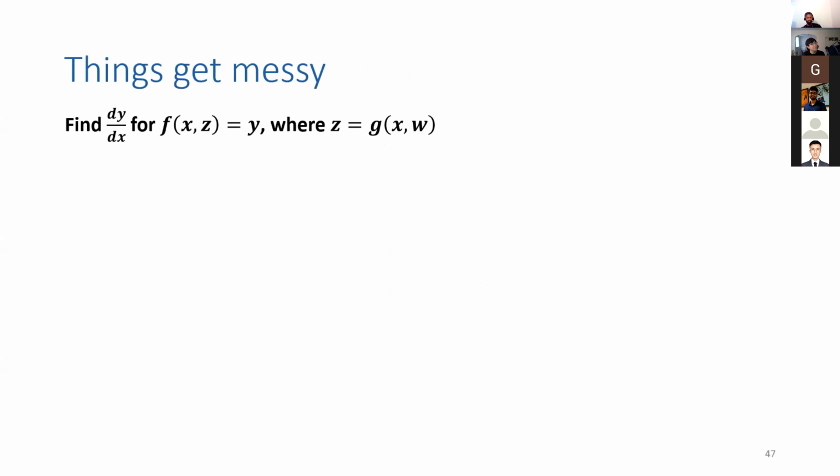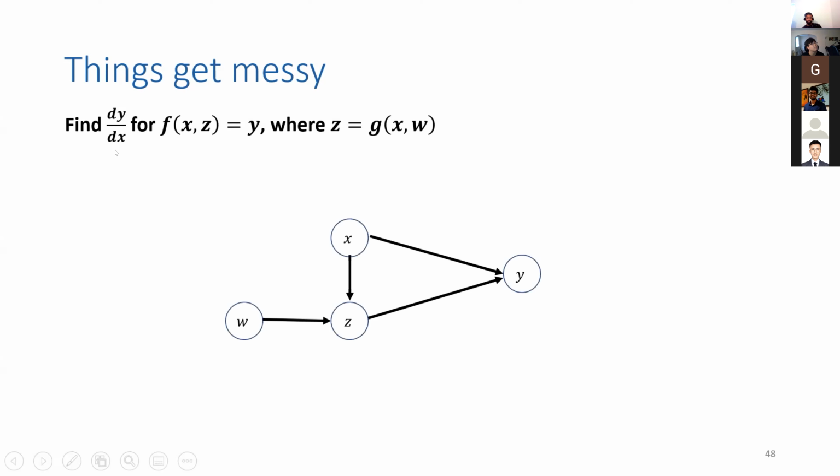So we're going to be talking about how things actually get messy. Here's an example of a function with two inputs. You have this function over here, f(x, z) is equal to y. And then this variable z is actually a function in and of itself that accepts two input variables, x and w. And we want to find the total derivative for this function, this should be the partial derivative with respect to x, I think. But I will verify that. Either way, we want to find a derivative.